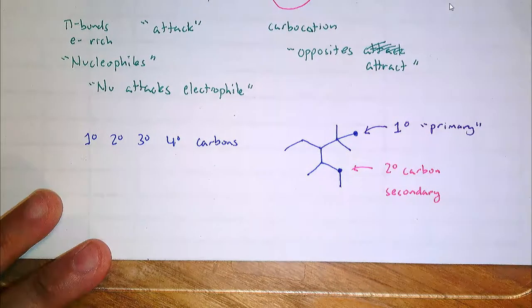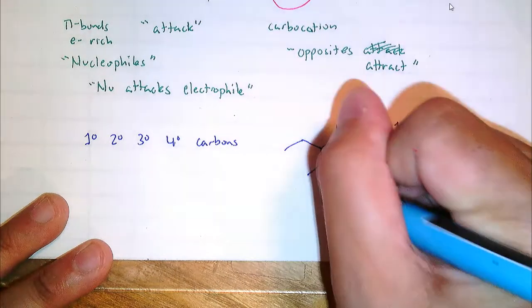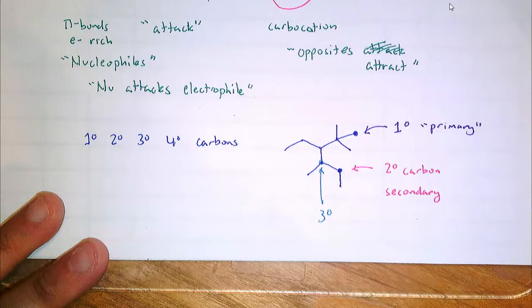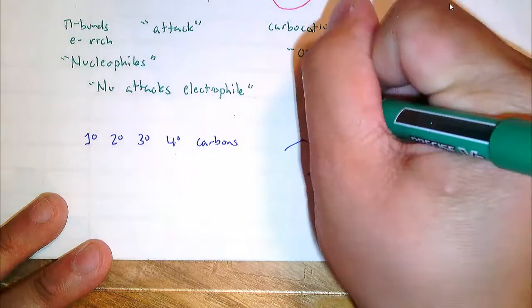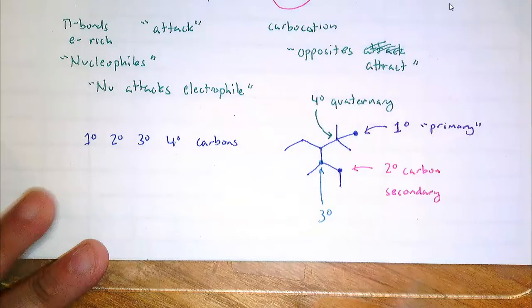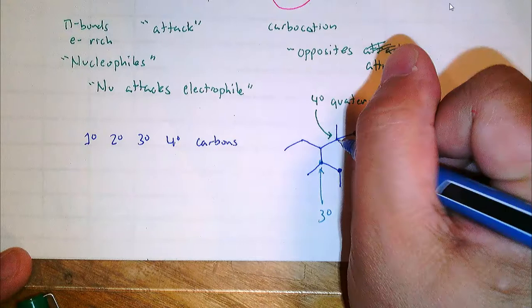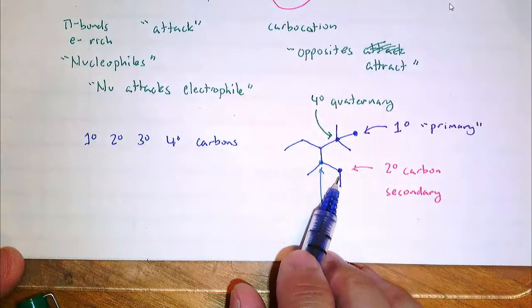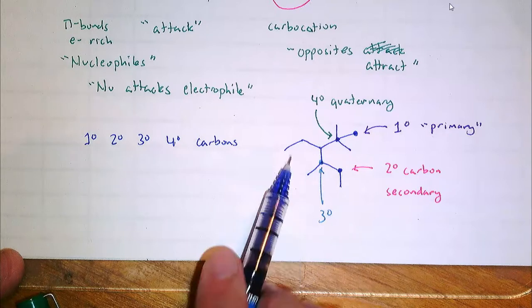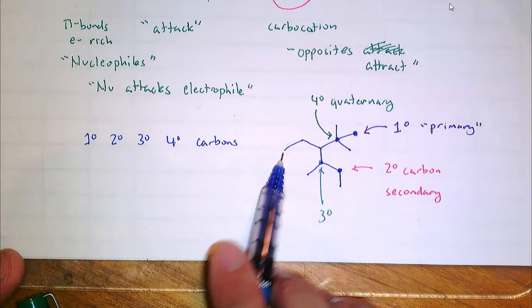Do we have a tertiary? Do we have a 3-er? This one. This is a tertiary carbon. And oh, we need one quaternary. Quat, meaning 4, quaternary. The trick is, let me just put dots. The trick is, ask yourself how many other carbons are attached to that carbon. So this carbon here is primary because it's attached to one other carbon. This carbon here is secondary because it's attached to 2 other carbons.